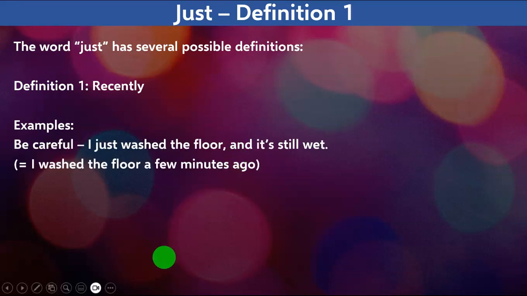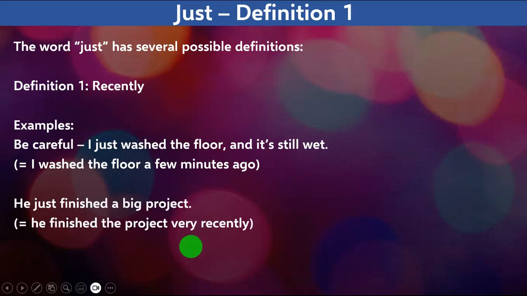Example number one, be careful, I just washed the floor and it's still wet. Which means I washed the floor a few minutes ago, maybe half an hour ago, maybe 1 hour ago, maybe 4 hours ago, but I have washed it recently, right? So be careful. I just washed the floor and it's still wet.